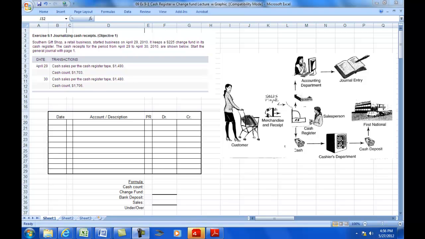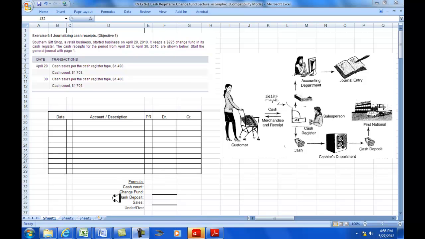So here's your customer comes up, they pay their cash, they get their merchandise. The cash goes down here to the cashier's department, and a cash deposit is made that day, so we're going to be journalizing that. And of course the accounting from the cashier goes to the accounting department, who journalizes it. That's what we're doing in this exercise, we're going to journalize 2 days of activity in this cash register. So here we have $225 in a change fund.